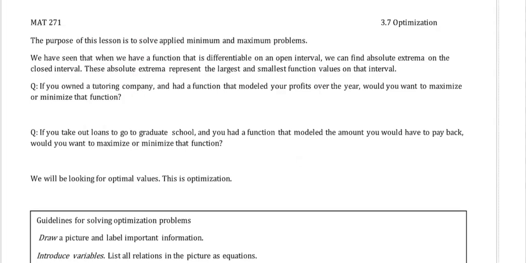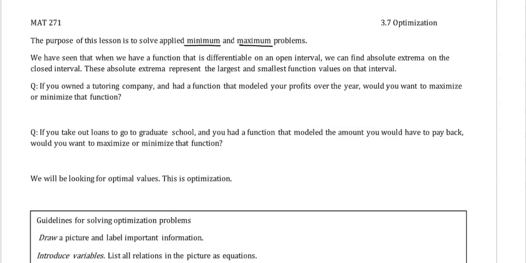In this lesson 3.7, we will focus on optimization. So we are going to be using the derivative to solve applied minimum and maximum problems. We know that we can use the derivative to find absolute extrema on an interval, and we're going to be applying that to word problems.